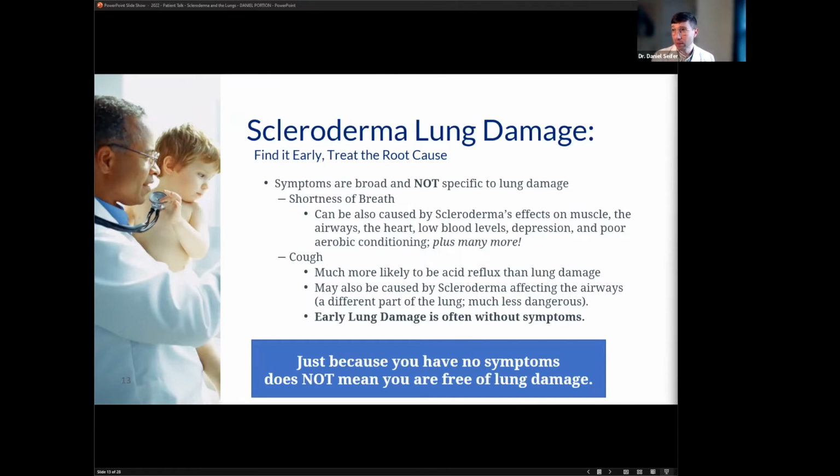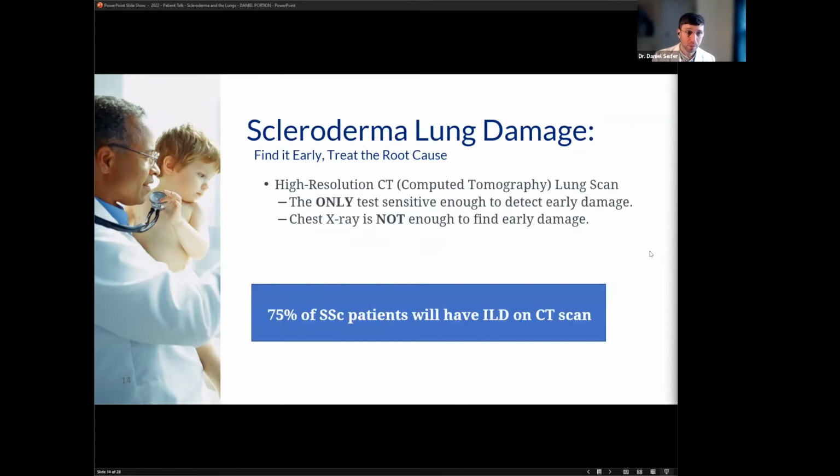They're not specific. And to complicate things even further, early lung damage, early damage to the interstitium of the lung is most of the time without any symptoms at all. So because of this, just because you have no symptoms doesn't mean you are free of lung damage. And just because you have symptoms doesn't mean you actually have this type of lung damage. So symptoms, while we want to know about them because we want to treat them and help them, they're not crucial to figuring out if this part of the lung has been damaged or not, and whether or not we have to treat it.